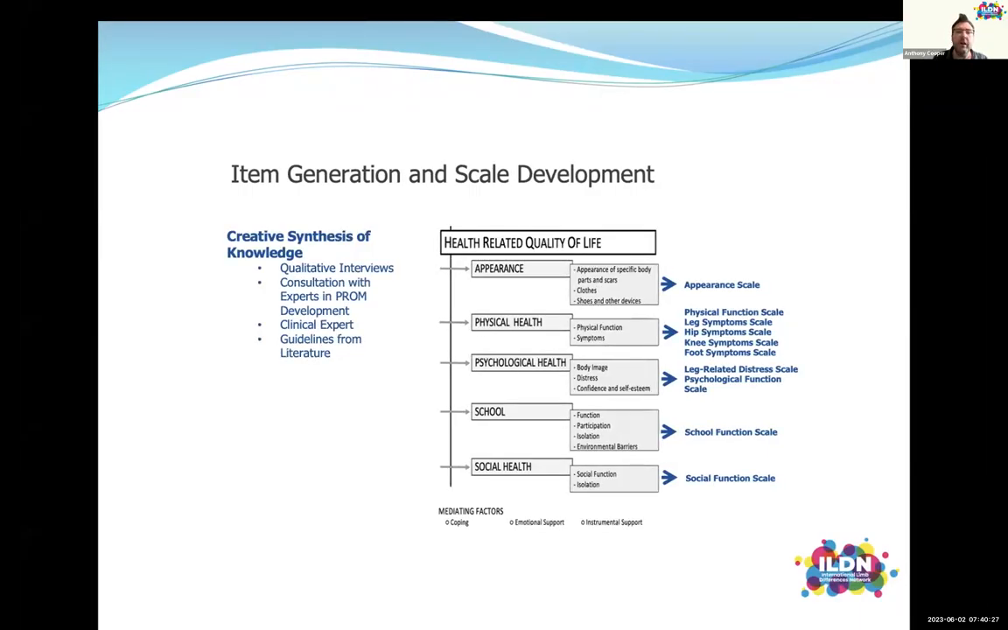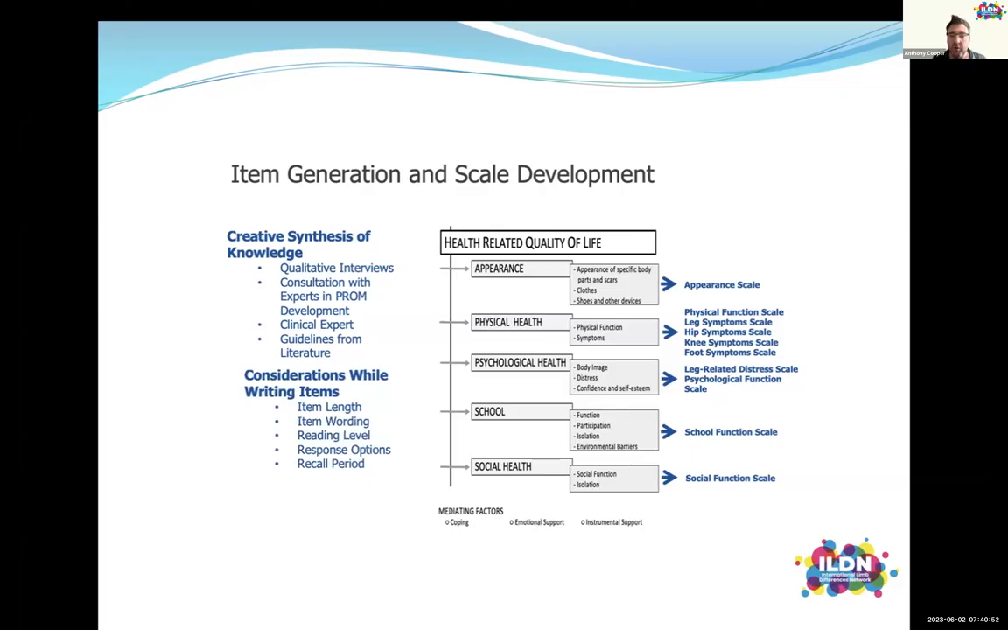And from this, we did qualitative interviews and we then consulted with some experts, both in patient-reported outcome measures and also experts in the world of limb differences. And using some guidelines from literature, we then had to think about the item lengths. We wanted to make sure that the outcome measure wasn't too burdensome, that the wording was clear and concise, that the reading level was at the reading level of someone aged 8.